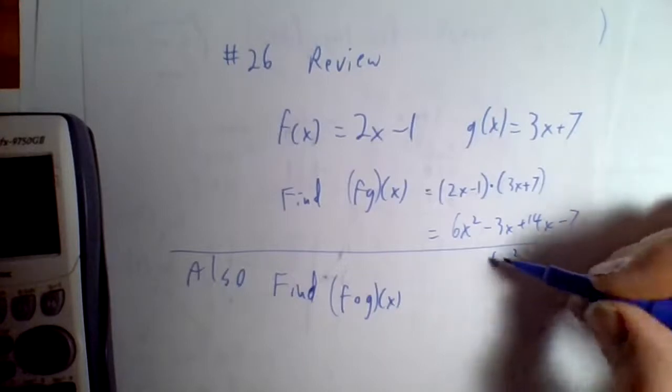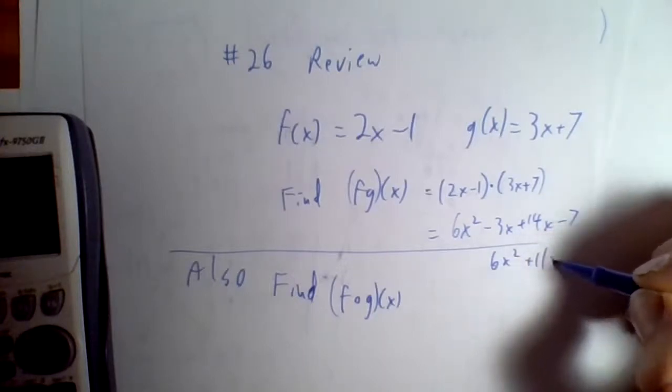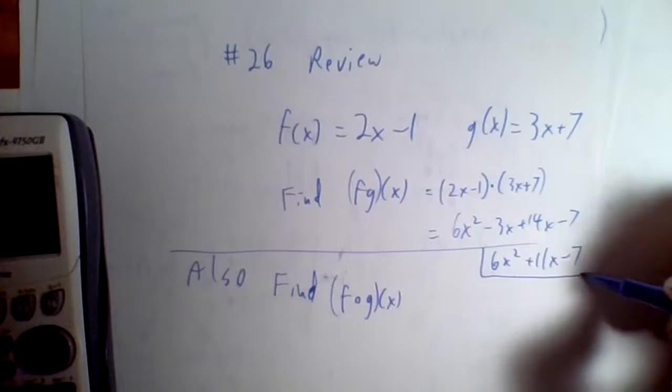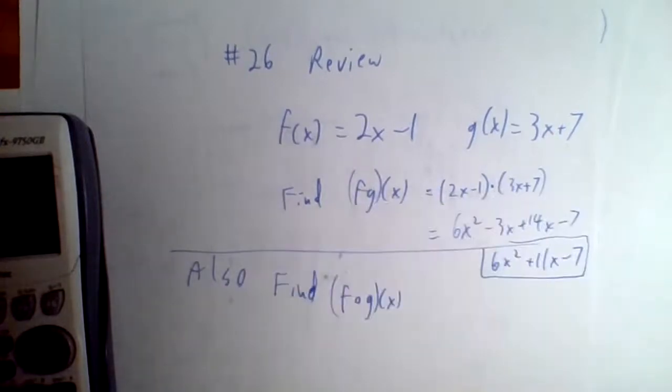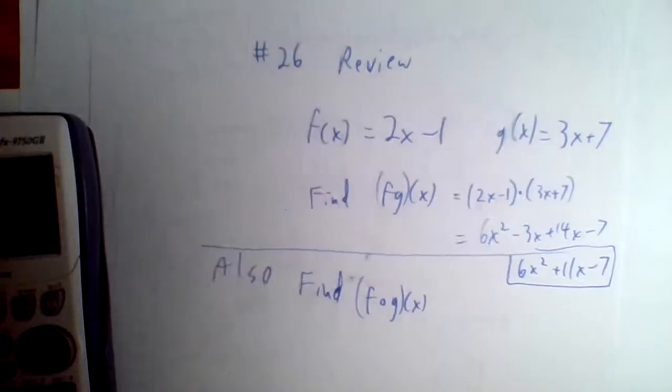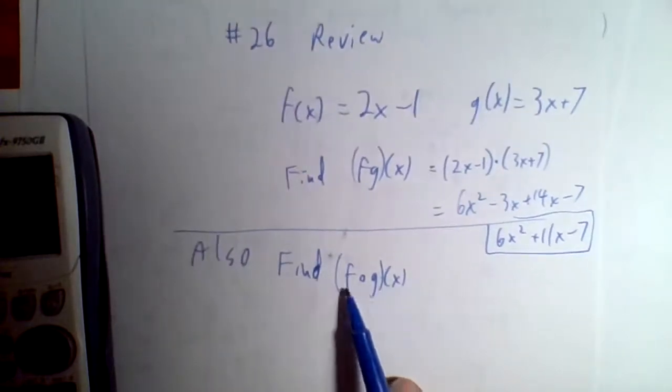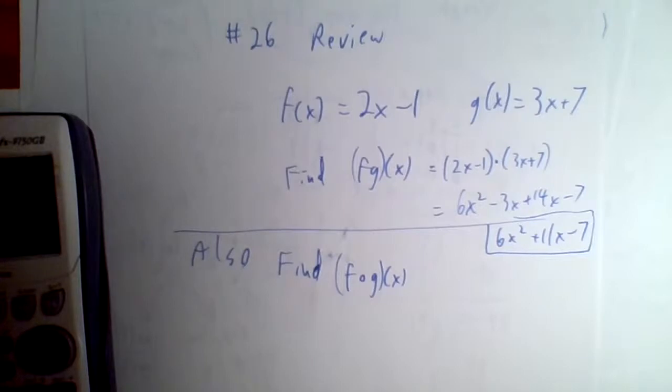It simplifies a little bit. I got 6x squared plus 11x minus 7. That's the product of the two. That's the answer to that one. F circle g of x is not talking about multiplying. That's talking about what happens when you compose these two functions.